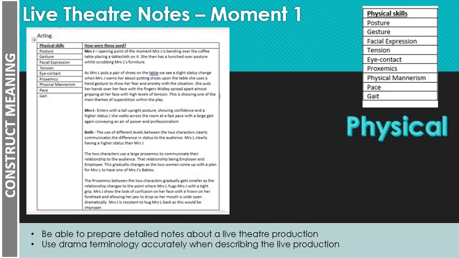So that's the first moments that we are going to be looking at now. So we're going to talk about the physical acting skills first of all. So we have posture, gesture, facial expression, tension, eye contact, proxemics, physical mannerism, pace and gait. Many of these words we've been using since you started drama in year 7. So posture is about how upright you are. So if you have an upright posture, your back could be nice and straight, whereas if you had a bent over posture, your back would be sort of hunched over.